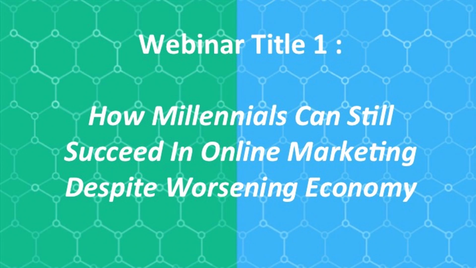On slide, how your target can enjoy this benefit by method of achieving the benefit, even if common objection. So title number 1, how millennials can still succeed in online marketing despite worsening economy.